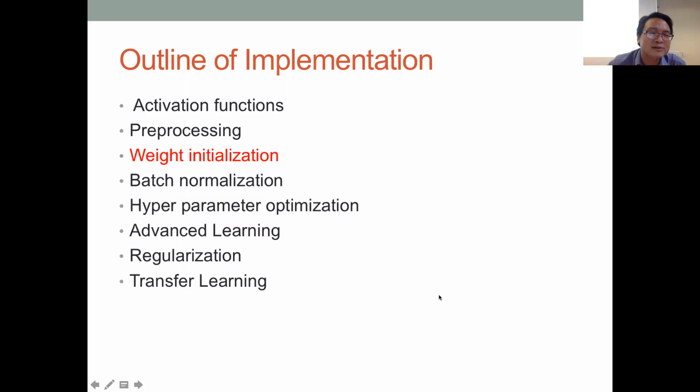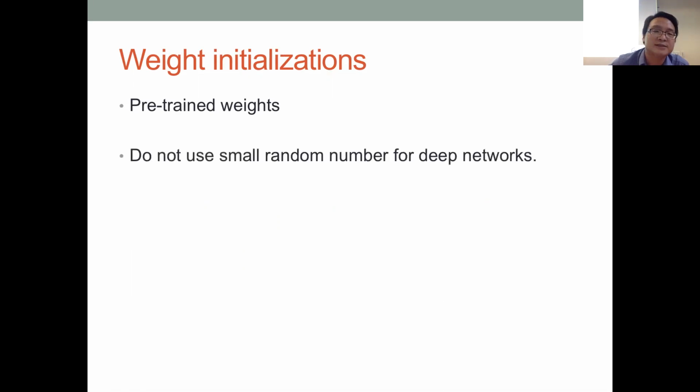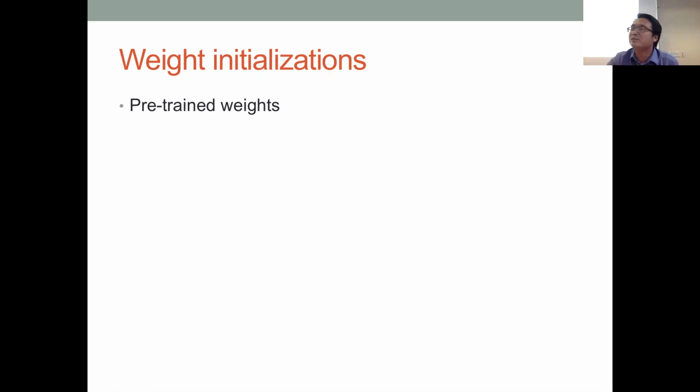So the third one will be the weight initialization. Basically, you can use some pre-trained weights. Instead of randomly initializing the weights, you can use some pre-training to initialize. For example, you are working on a face recognition problem, where you are dealing with natural facial images. Then you can use the weights of a network trained for a classification problem. It's for a different problem, but you can use those weights to initialize the network you are going to train. People call this pre-training initialization.